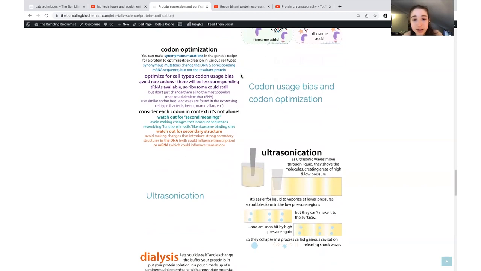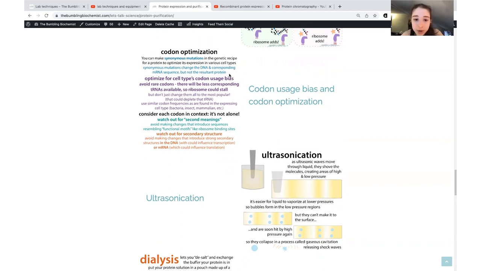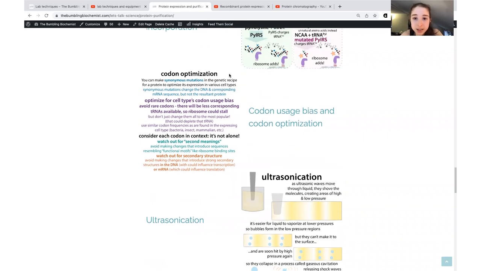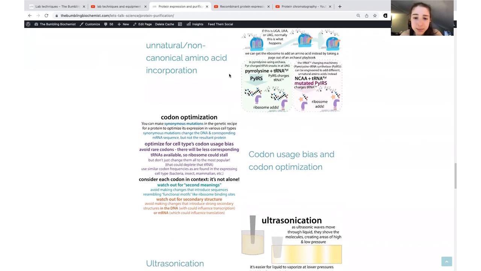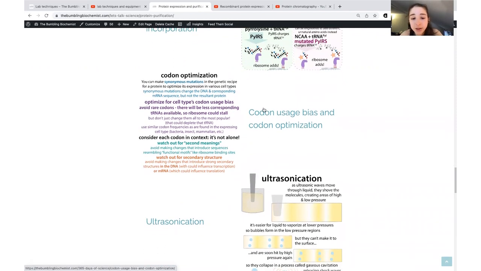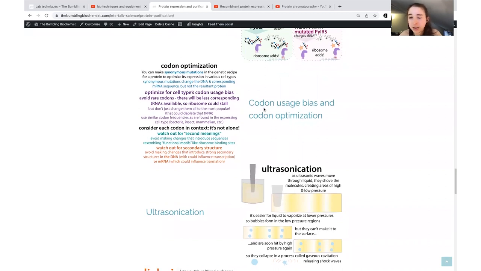Speaking of codons, sometimes if a protein isn't expressing well, you can optimize for the cell type it's in. Different organisms stock up on different tRNAs. The same amino acid can be spelled by multiple codons, and the tRNAs form the connection between the codon in the messenger RNA and the amino acid. But cells keep different amounts of those different ones.